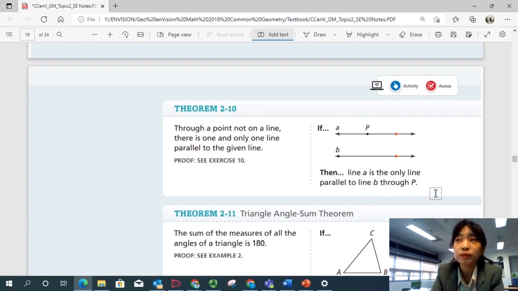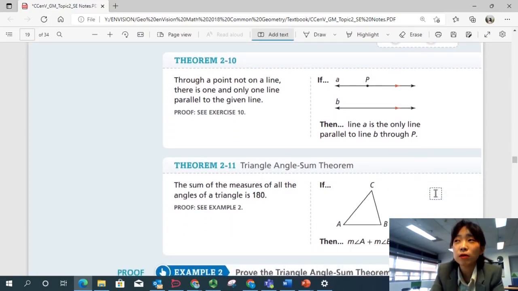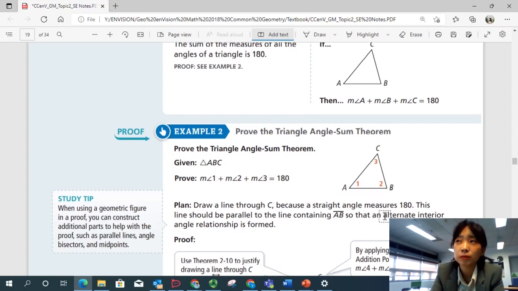Okay, theorem 2-11 says triangle angle sum theorem. The sum of the measures of all the angles of a triangle is 180 degrees. So if you add up all the interior angles of the triangle, you will get 180 degrees. If you didn't know that, there you go. Alright, so now let's prove that. Example 2. We're going to prove the triangle angle sum theorem.